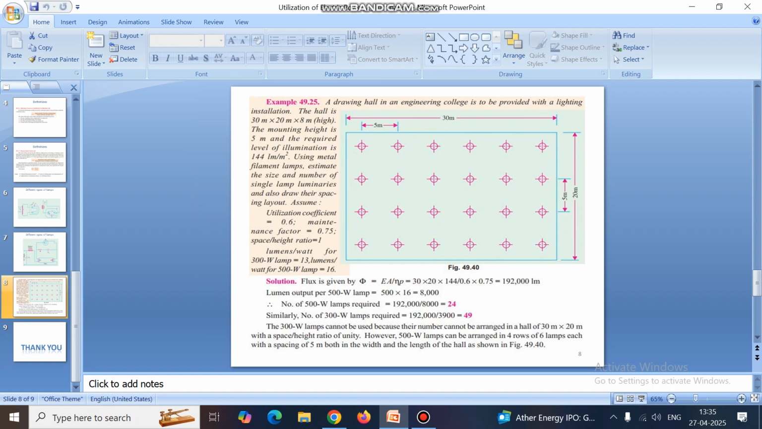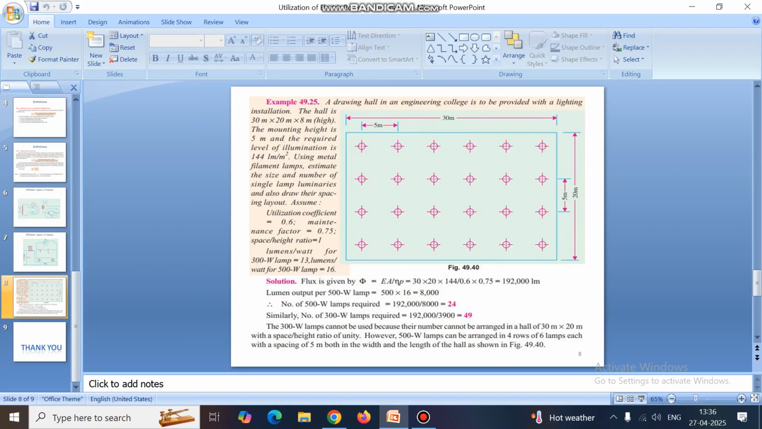That type of problem is processed by a certain number of steps. First step is you should calculate the height. Here the space by height ratio is 1, so the space is 5 because the mounting height is 5. So, space by height is equal to 1, space divided by 5 is equal to 1, that is, the space is 5 meter. This is the first step.